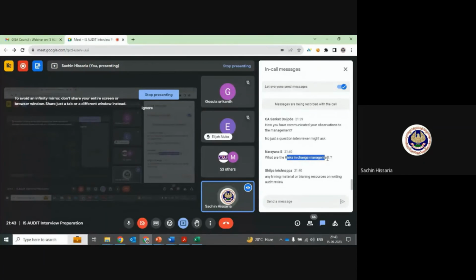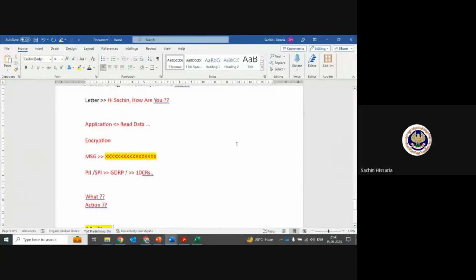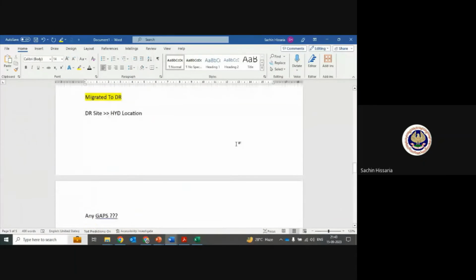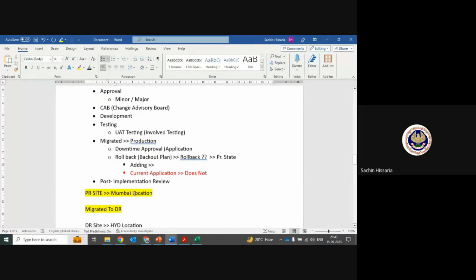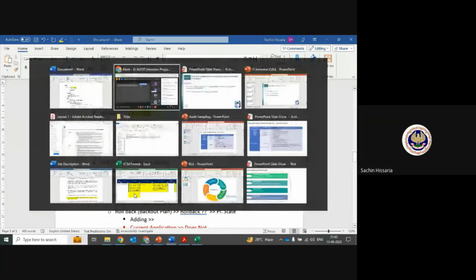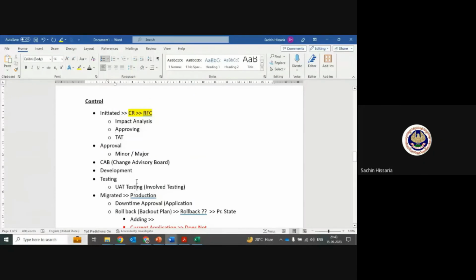Similarly, if UAT testing is not done, then there are chances that ineffective changes are implemented. So depending on the type of control, for each control there is a risk. If there is no approval process in change management, then it is a violation of SOD because unapproved changes will be implemented. So for each control there are risks.